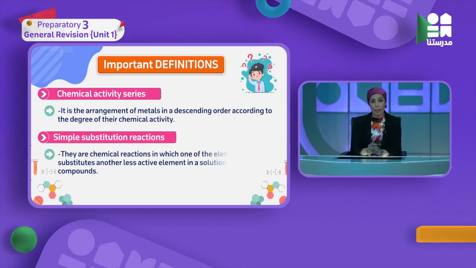Simple substitution reaction is the first one of the substitution reactions. We said simple, meaning a metal replaces another metal, between two elements. Okay, so what's meant by simple substitution reaction? A chemical reaction in which one element substitutes another element during the chemical reaction. One kicks the other one and replaces it. Of course it should be stronger than it, the weaker one can't replace it.